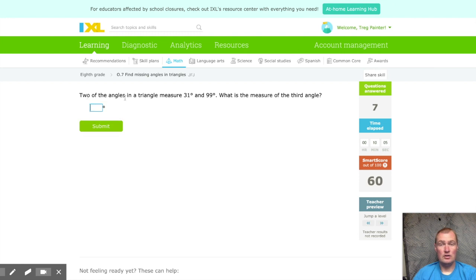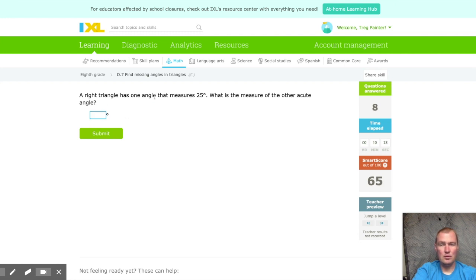All right, two of the angles in the triangle measure 31 and 99. What's the measure of the third angle? So same thing. We start with the 180 minus 31 minus 99. And that leaves me with exactly 50. All right, clicking along here at 65.